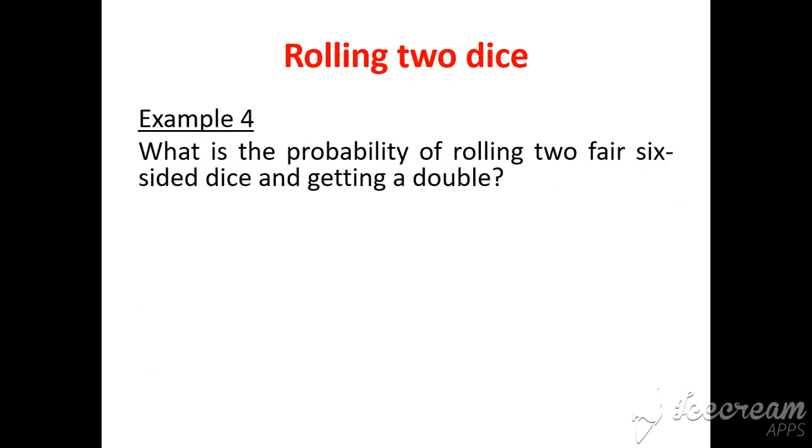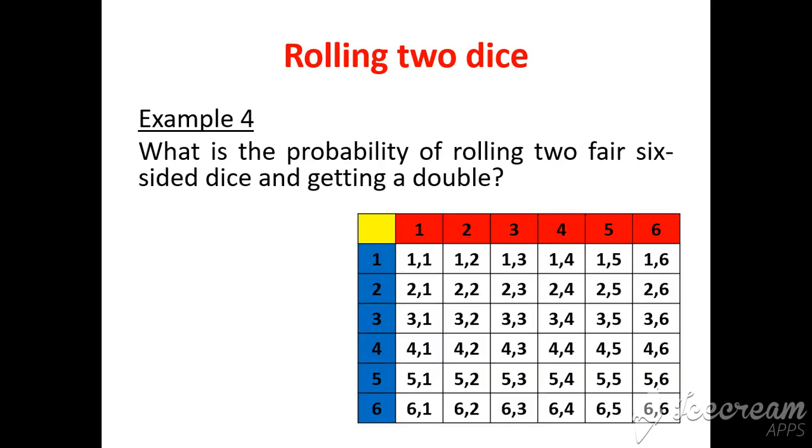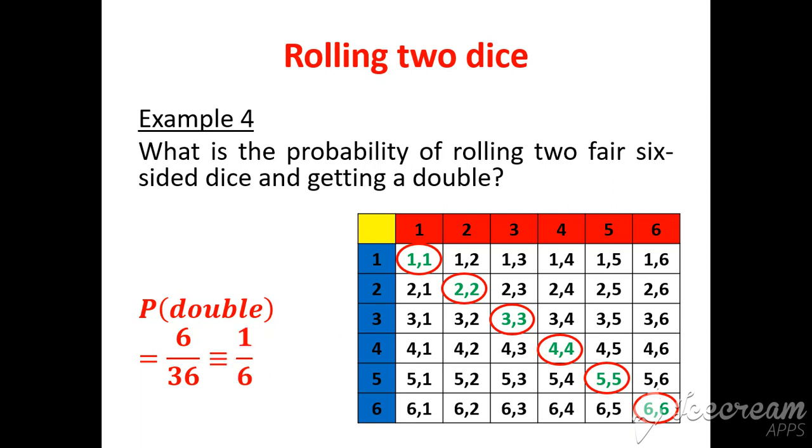Right, our last question. What's the probability of rolling two fair six-sided dice and getting a double? Double just means the same number repeated. And there are 1, 2, 3, 4, 5, 6 possibilities of this happening. So 6 out of 36. You might prefer to simplify this to 1 chance in 6. And again, you can always write these as decimals or percentages.